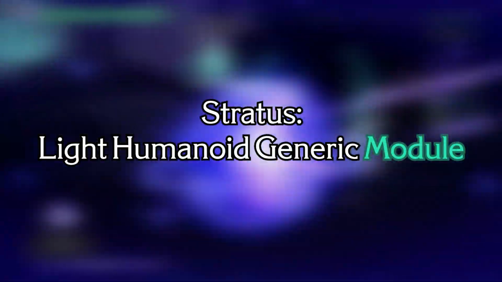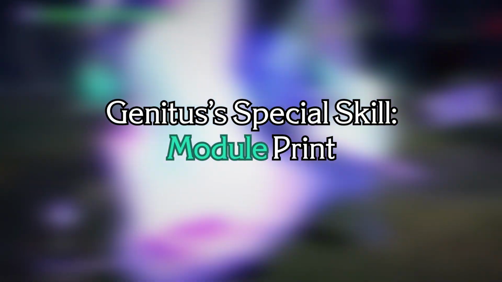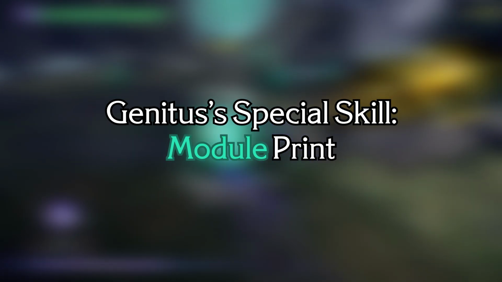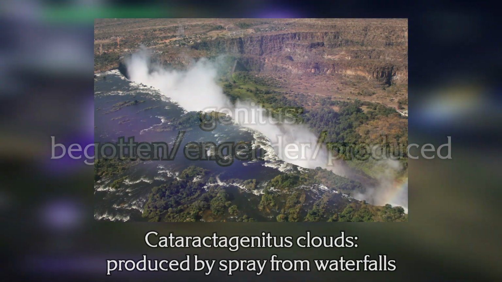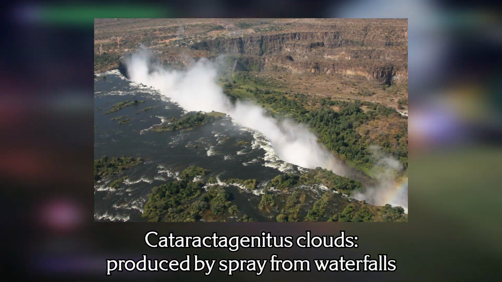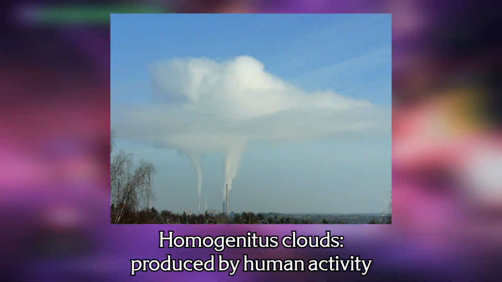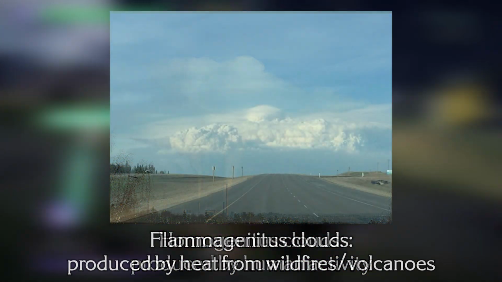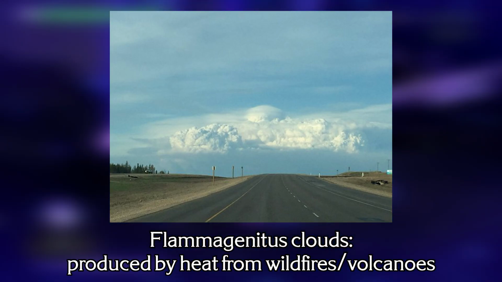If you remember, Stratus' title is the Light Humanoid Generic Module, so the print refers to it printing multiple modules or multiple Stratus homunculi. In Latin, genitus means begotten, engender, or produced. Genitus clouds are clouds formed or grown from consequences of certain factors. This includes both natural and human activity. For example, flamma genitus clouds are formed due to heat from wildfires or volcanoes.